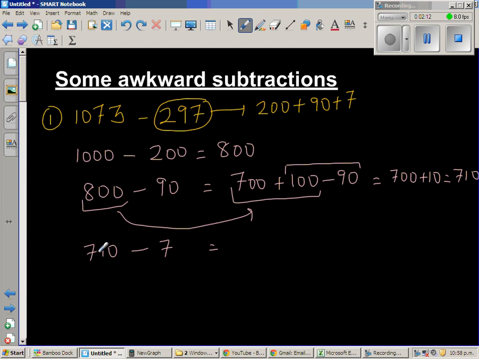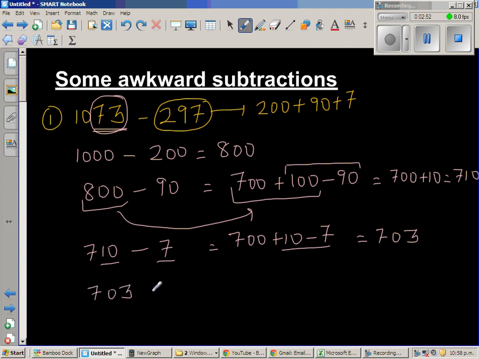That is easy. I'm looking at the 10. 10 take away 7 is 3. Let me write this like this: 700 plus 10 minus 7. So this has become 3, so this is 700 plus 3, which is 703. So the answer is 703, but I didn't do anything with this 73. So this is already there, so I have to add this 73 to this 703.